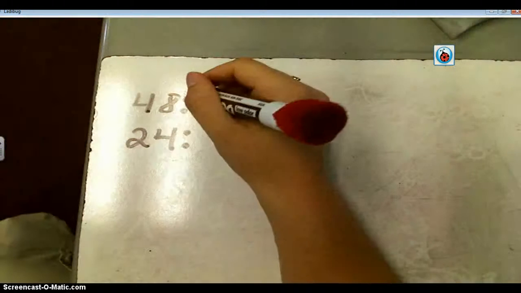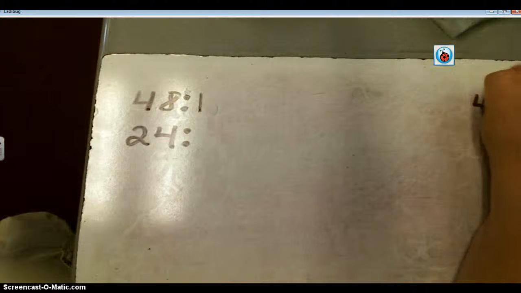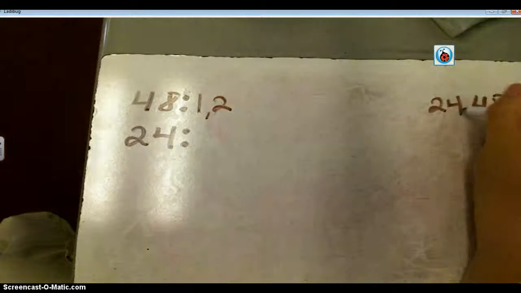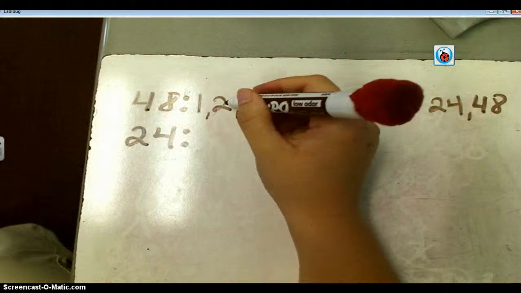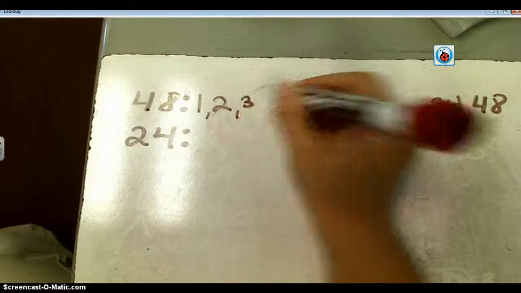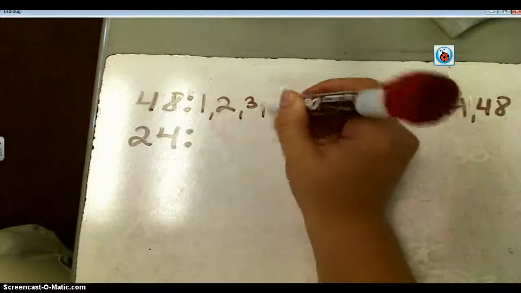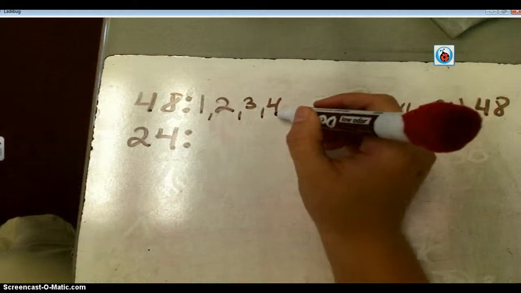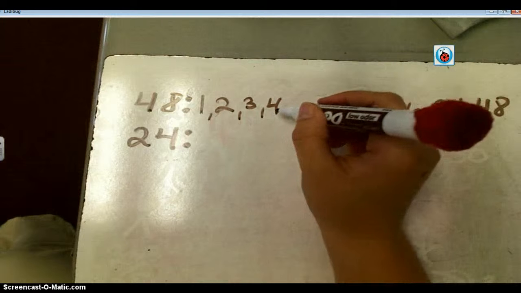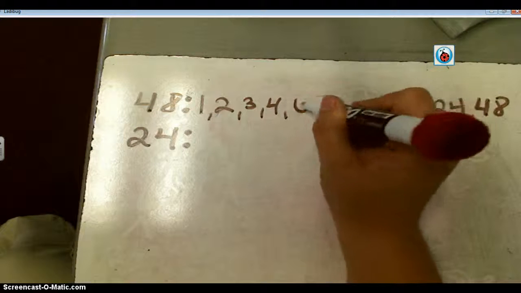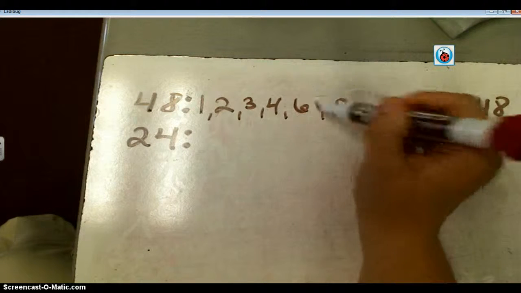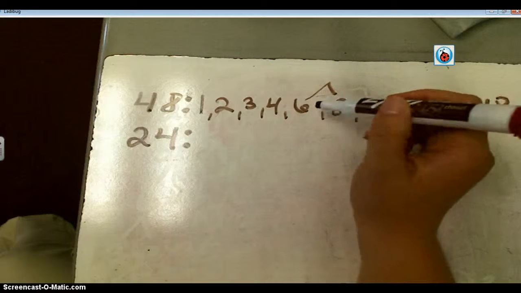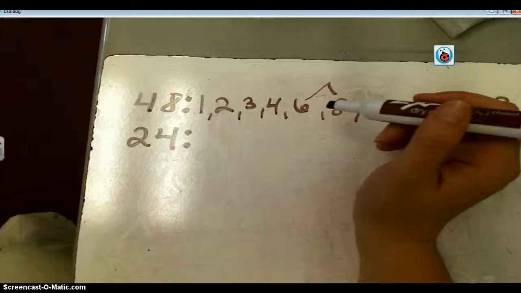48. 1 times 48. Okay, then what? 2 times 24. Then what? Does 3 go into 48? 16. Then what? 4. Then we're going to go to 5? No. Nope. Then we go to 6? 6 and 8. Are we done? Yes, because we know 7 is the only number left, and 7 times 7 is 49.